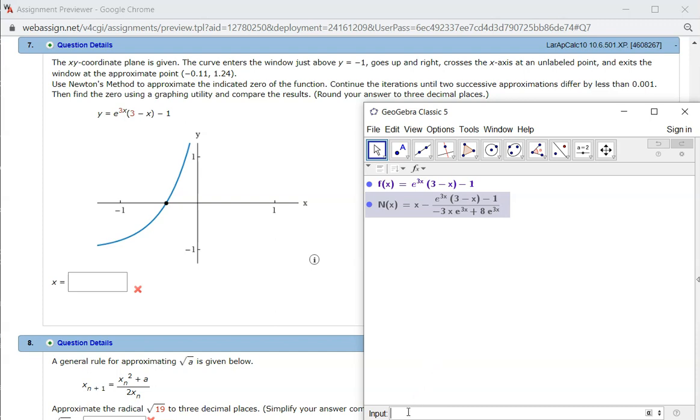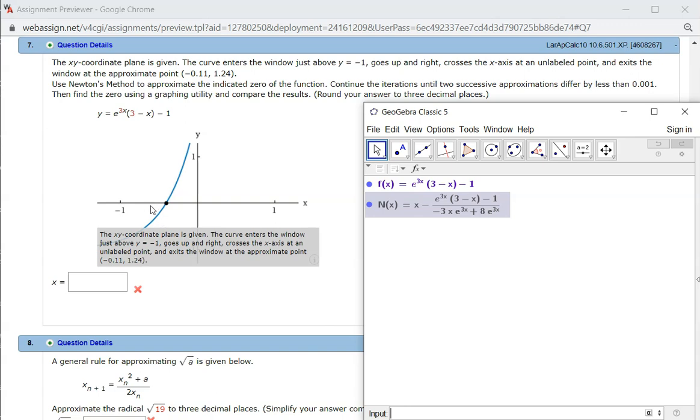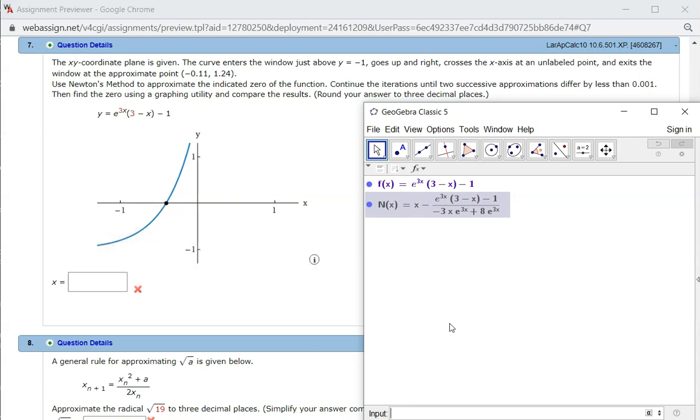Then we're going to have to start with the initial guess. It looks like it's probably about negative 0.4-ish, so I'm going to choose x1 to be negative 0.4. In order to find x2, all you have to do is take the Newton's formula and plug in the x1 value. You already know x1 is negative 0.4, so you can put negative 0.4, but I'm just going to put x1. Then hit enter. So this is x2.